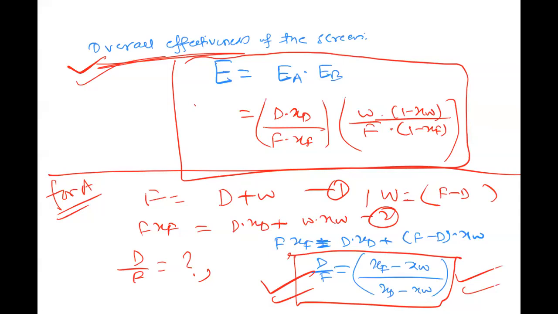So D by F, just try to substitute. We'll get the value D by F equal to XF minus XW by XD minus XW. So this is for the same case. Now for the undersized particle, means for B, apply the material balance for undersize.